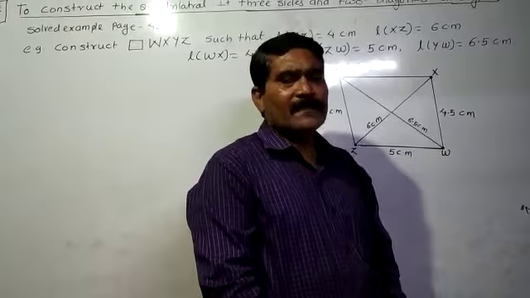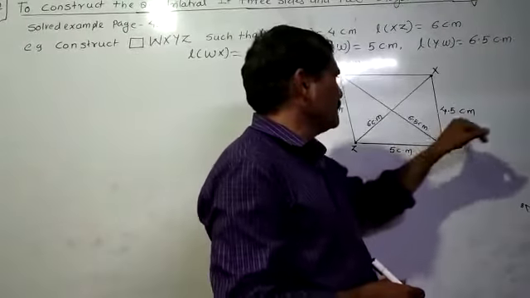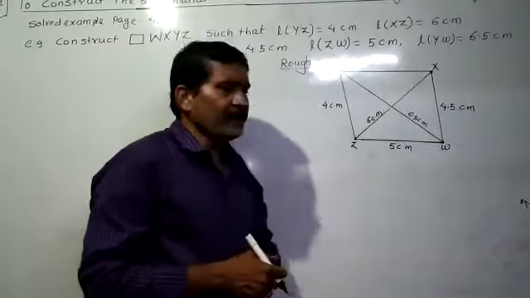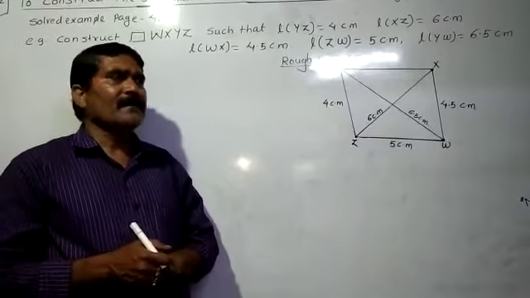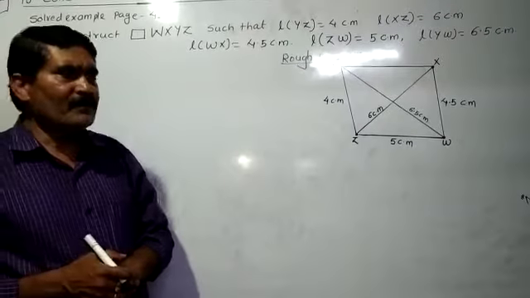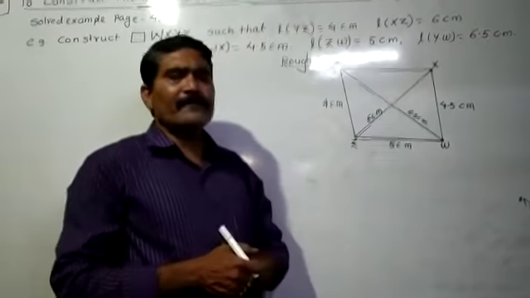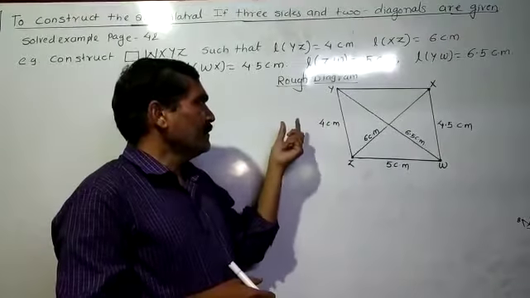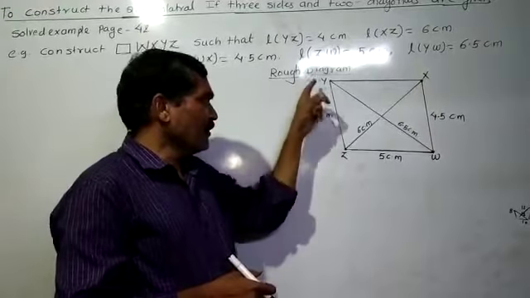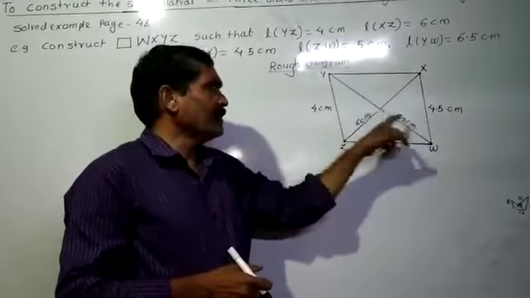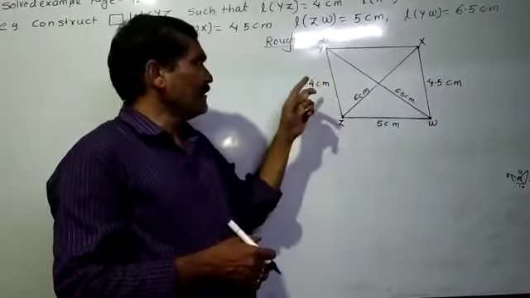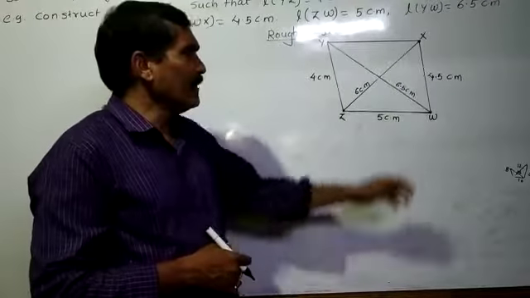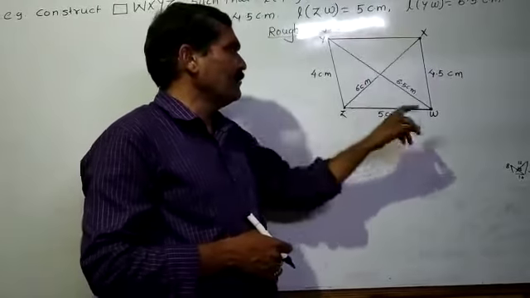But in this type, three sides and this diagonal and this diagonal are given, and you have to see how to construct the quadrilateral. If you want to construct the quadrilateral, first you have to construct the rough diagram. In the rough diagram, you have to draw the quadrilateral and the diagonals. I will write this as X, Y, Z and W. You have to name this quadrilateral as X, Y, Z, W.